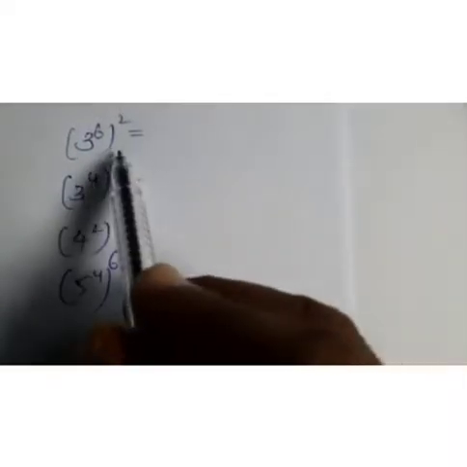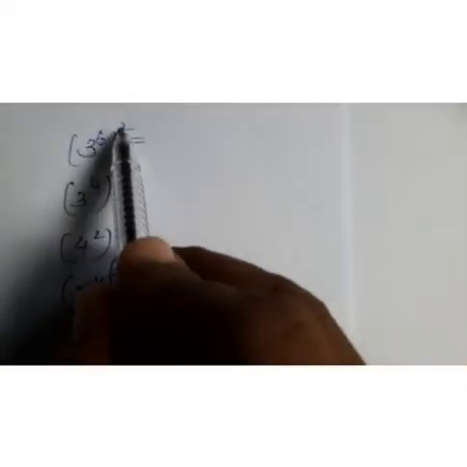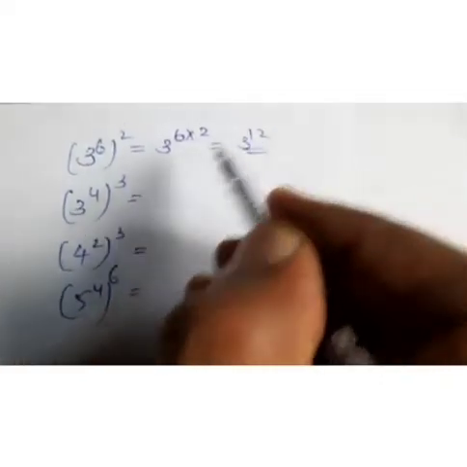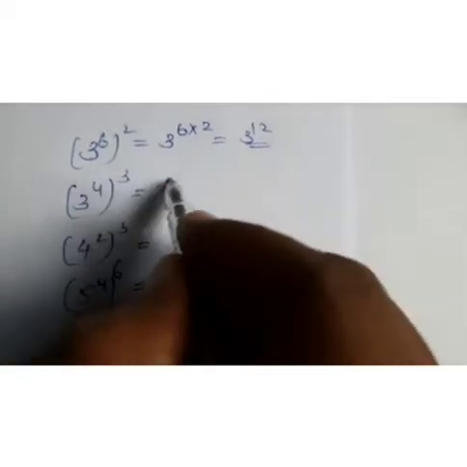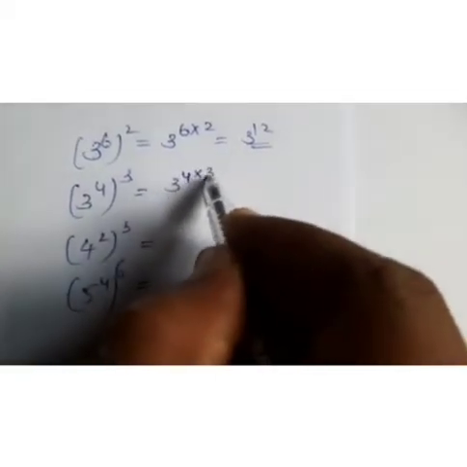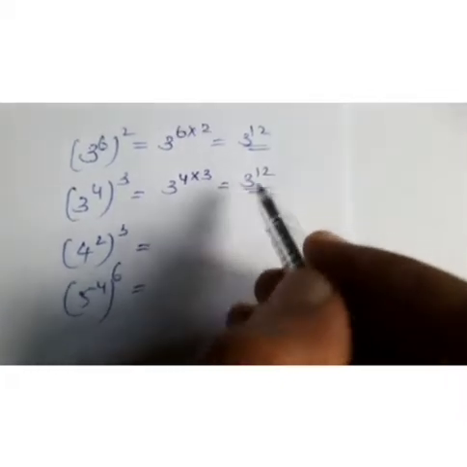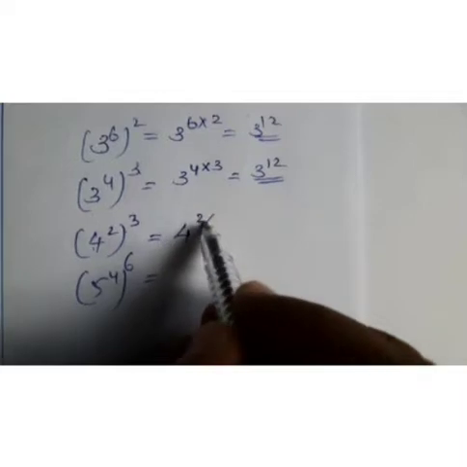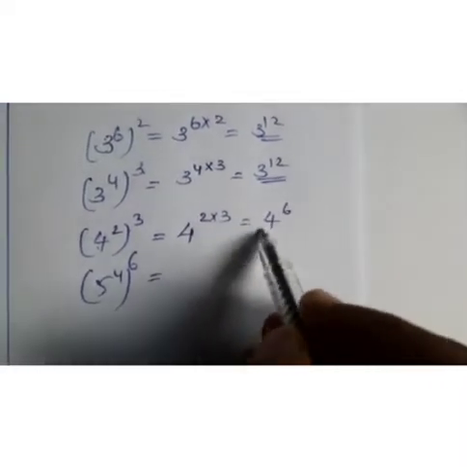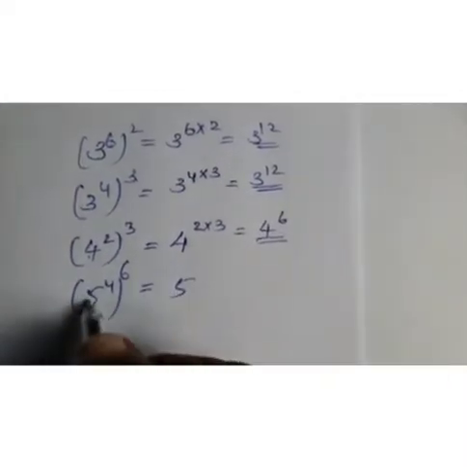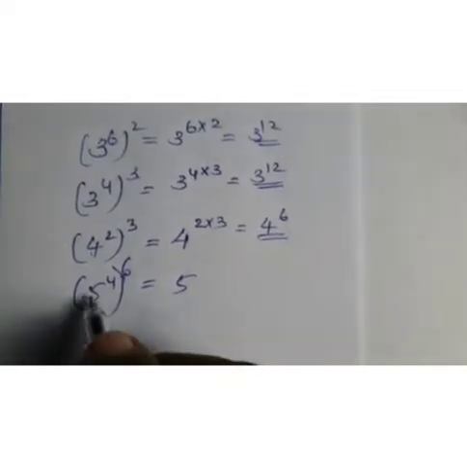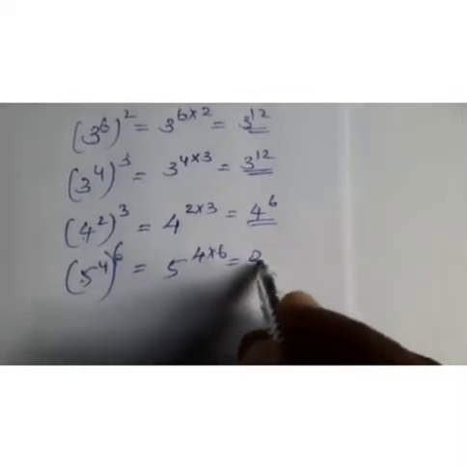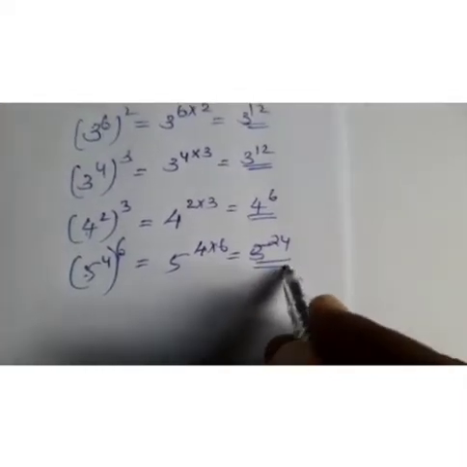So use the power of power rule. 3 raised to 6 whole raised to 2 is 3 raised to 6 into 2, so 3 raised to 12. Then 3 raised to 4 whole raised to 3 is 3 raised to 4 into 3, so 3 raised to 12. Then 4 raised to 2 whole raised to 3 is 4 raised to 2 into 3, so 4 raised to 6. Then 5 raised to 4 whole raised to 6 is 5 raised to 4 into 6, which gets us 5 raised to 24.